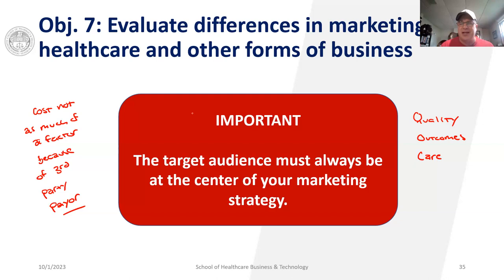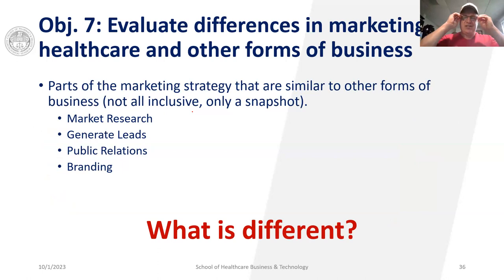So we really need to consider what our target audience wants and needs from our service, from what we offer. And so this is only a snapshot. The parts of a marketing strategy are similar to other forms of business and not all inclusive. Is market research, how we generate leads, public relations, branding. Branding is hugely important. You want people to want to be associated with you.